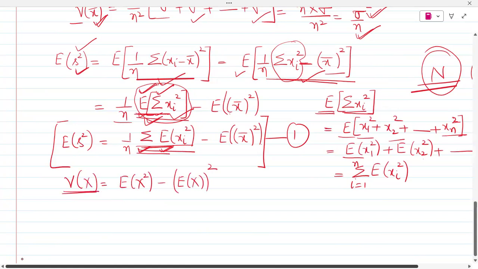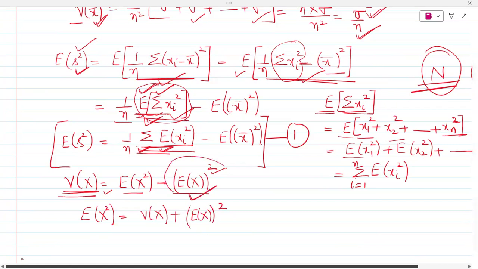Variance of any random variable x is the expected value of x square minus the square of the expectation of x. So now, the expected value of x square is the variance of x plus the square of the expectation of x. This term we can shift to this side. You can see this term is here.